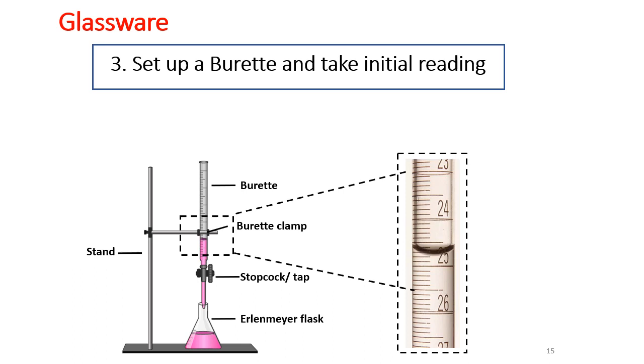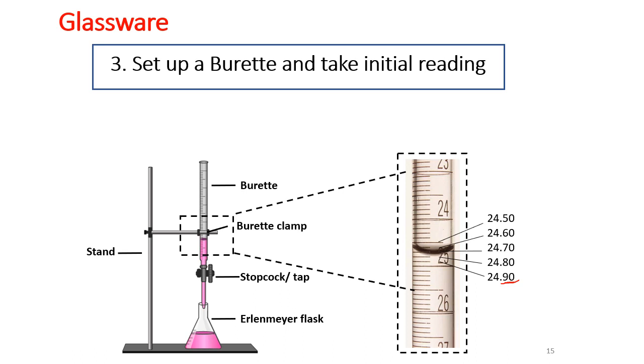So if this was my burette reading, how am I going to read it? First, you need to know that whenever you read a burette, you always need to take it to two decimal places. In the balance, we take three decimal places, but in the burette, we take two decimal places.